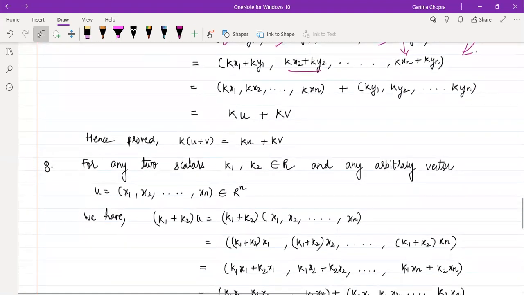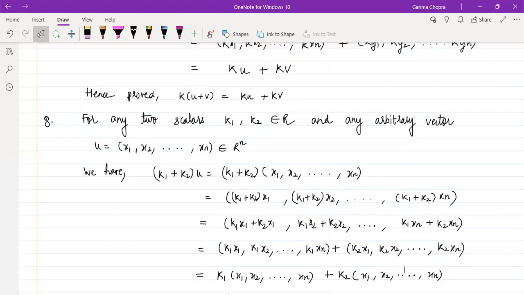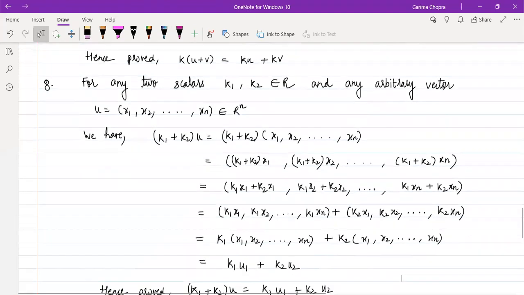Eighth property can be verified in the same manner, but here two scalars are involved. So we have assumed here two scalars, k1 and k2, and one vector u. And again, we have used the definitions of vector addition and scalar multiplication. And we have used the distributive property which we have for real numbers. When we add real numbers, then we know that multiplication is distributive over the addition operation. So we have used that property when we are moving from this step to this step. And with that, we can easily prove this eighth axiom.